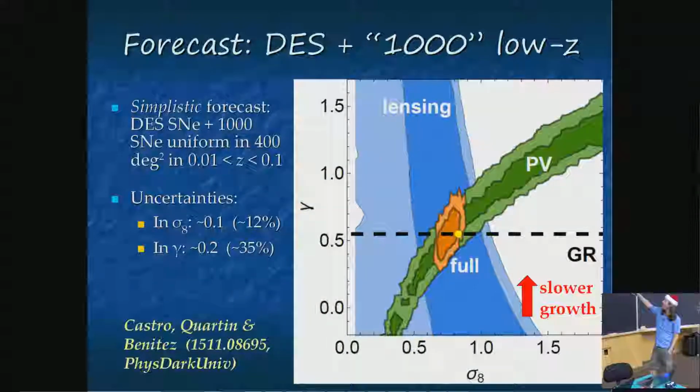If you combine them with this data set, you could have tight constraints on the combination of gamma and sigma 8. Again, gamma is just telling you how structure grows. They grow slow in this part of the space, and they grow fast here. If they grow fast, you need smaller sigma 8, which is kind of what he's saying. And if they grow slow, you can have larger sigma 8. Because, again, this is measuring the peculiar velocity power spectrum, the velocity-velocity power spectrum.